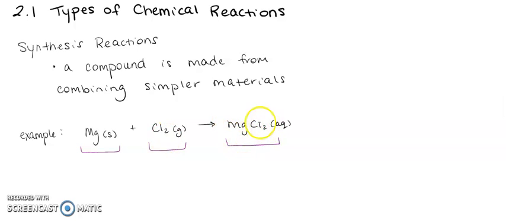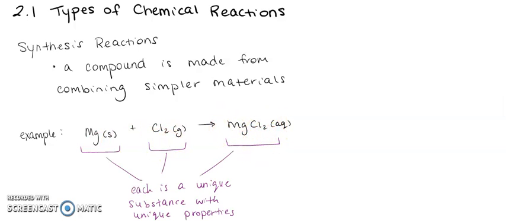It's not like this is half of magnesium and half of chloride and behaves half and half. It behaves completely differently than either of these two things. Each of these substances is a unique substance with unique properties. So combining things doesn't make a hybrid substance. These things are all different.